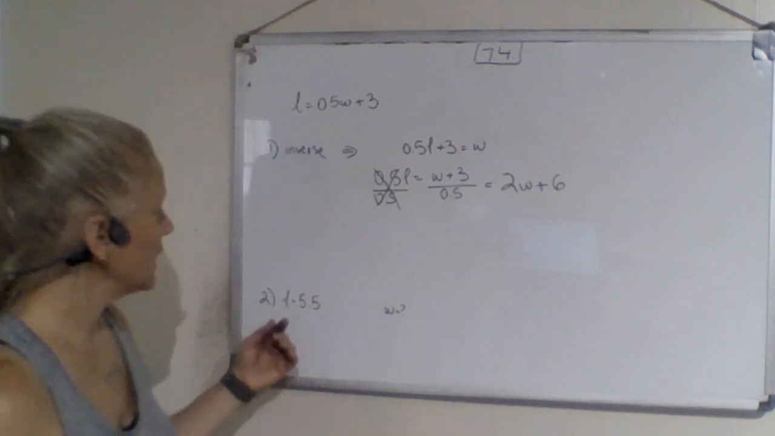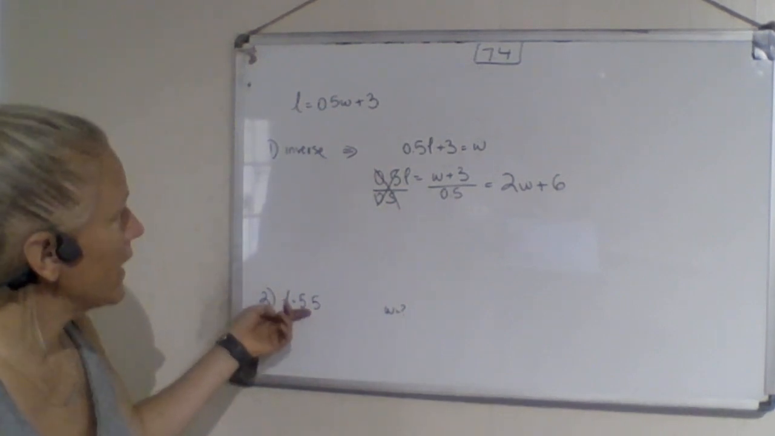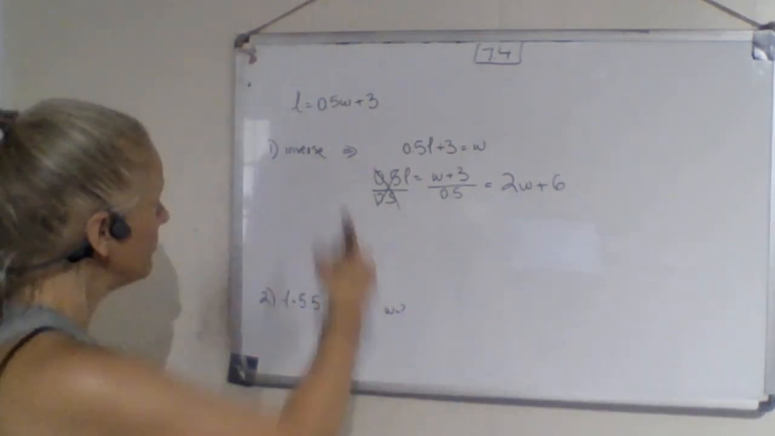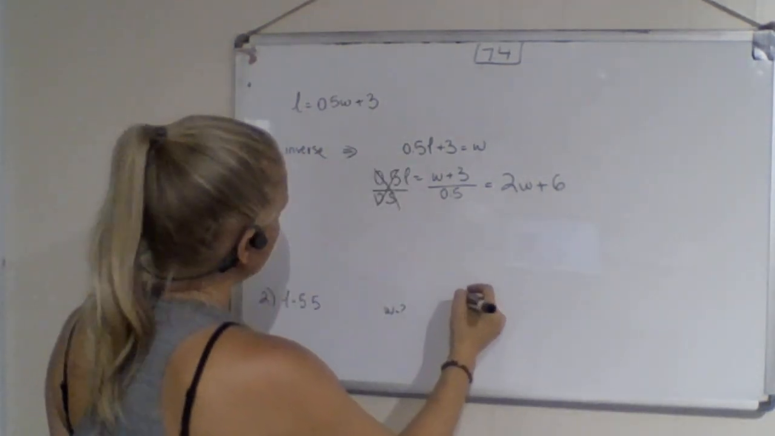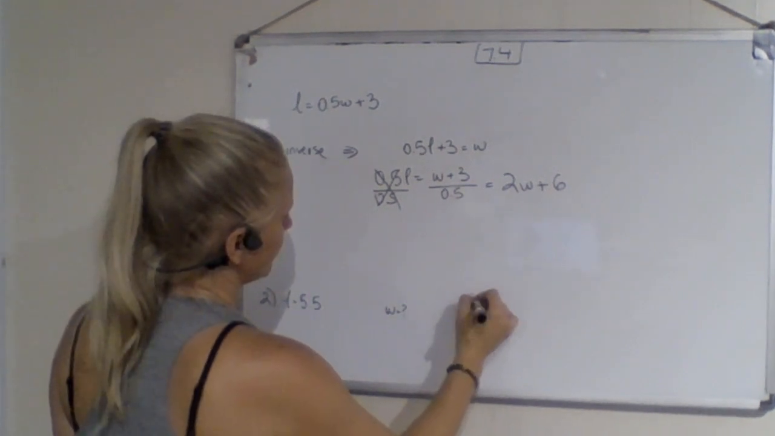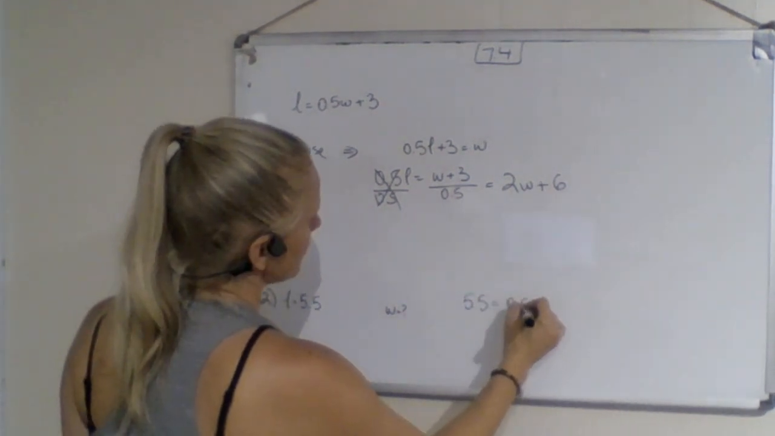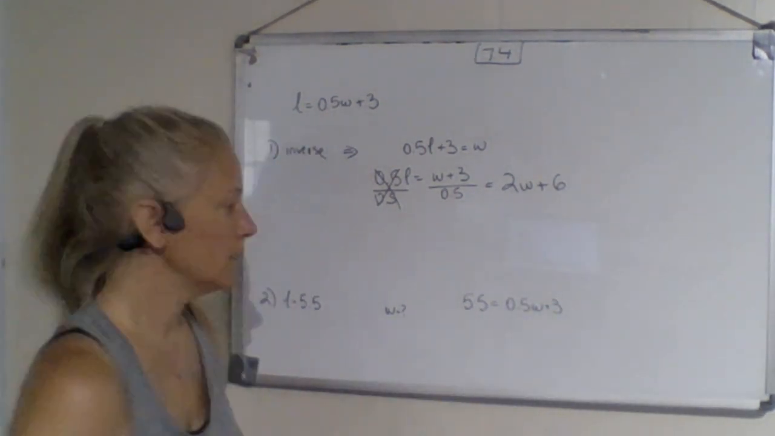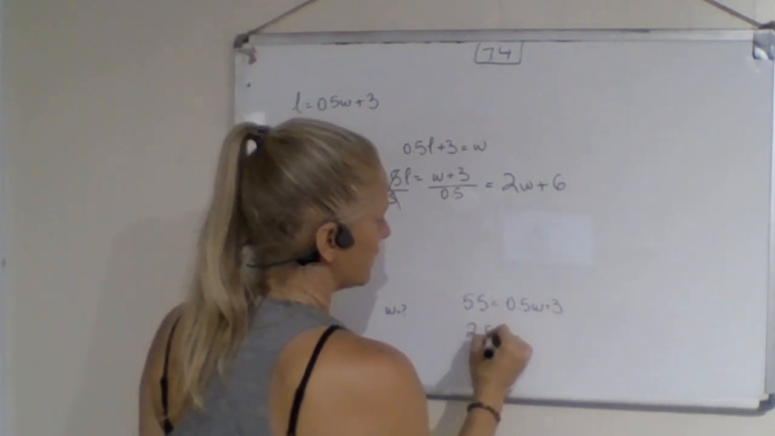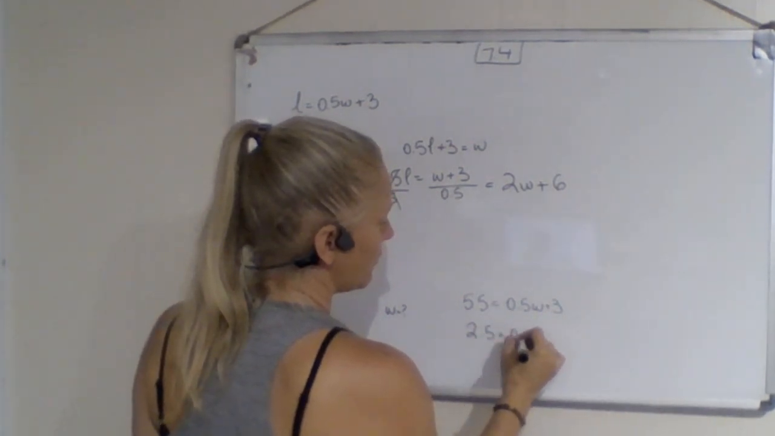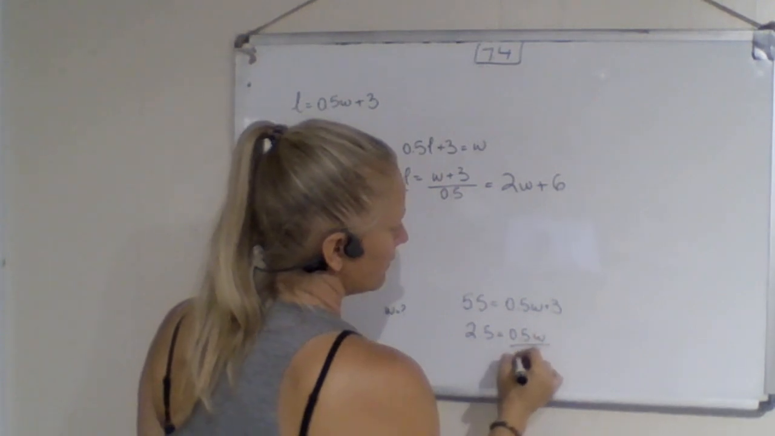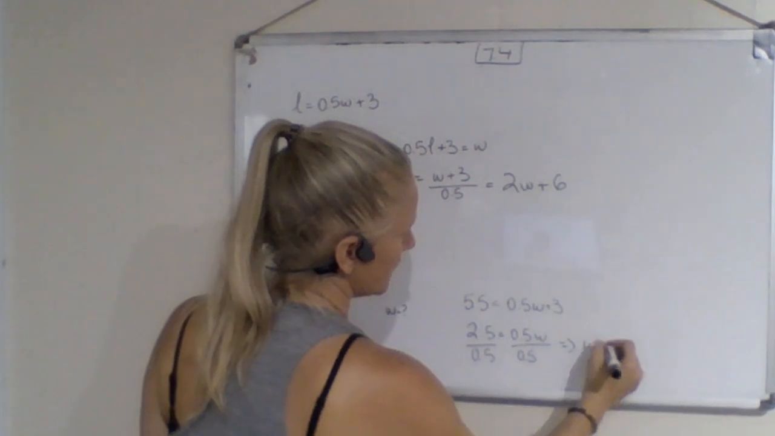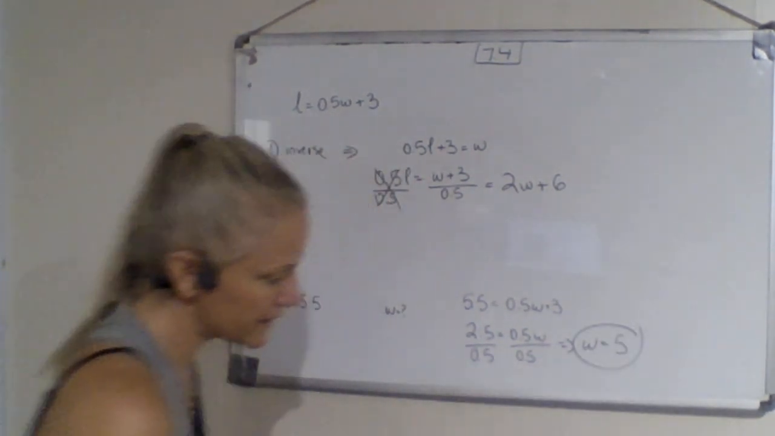The second question is, if my spring is 5.5, what is the weight of this melon that we put on the scale? Well, let's go ahead to this: 5.5 equals 0.5 W plus 3. I put the 3 on the other side. By subtracting, I get 2.5 equals 0.5 W. I divide by 0.5 in both places. That means my W is 5. The weight of that melon is 5 pounds.